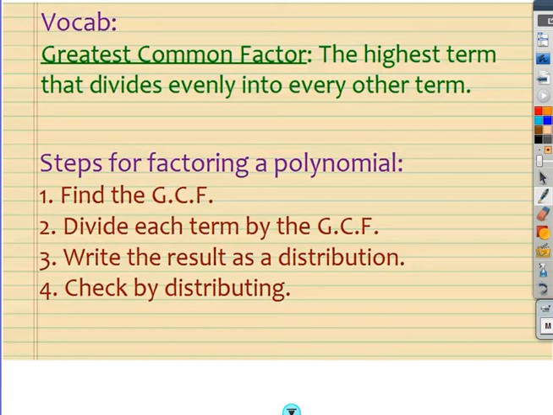Our steps for factoring a polynomial are: find the GCF first, the greatest common factor, then divide each term by the greatest common factor. We're going to write the result as a distribution. We're actually done at step 3. If you want to check your work to see if it's correct, you can do distribution back again to check your work. Let's see a couple examples.